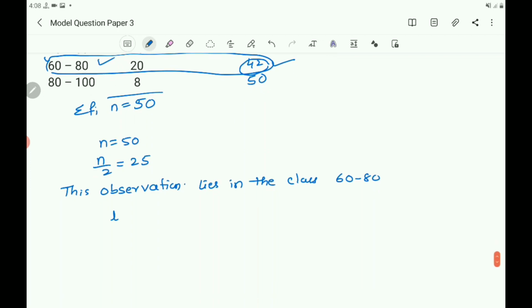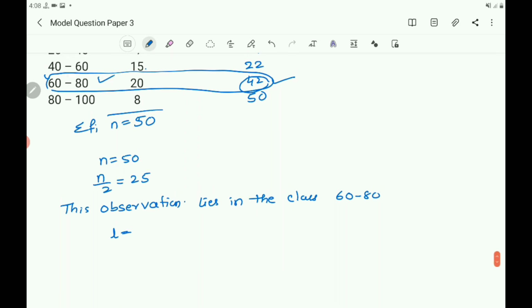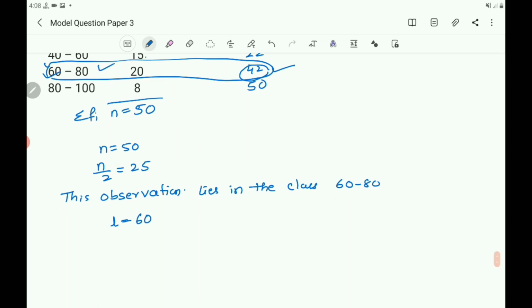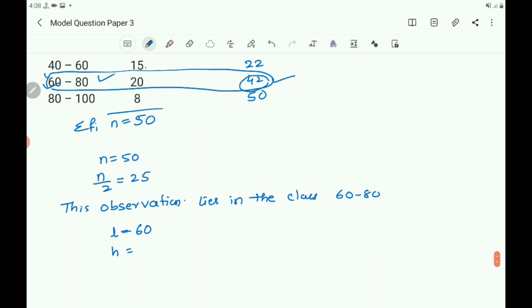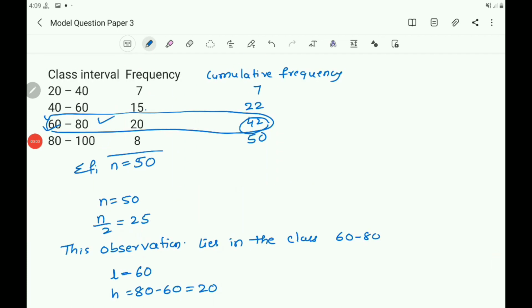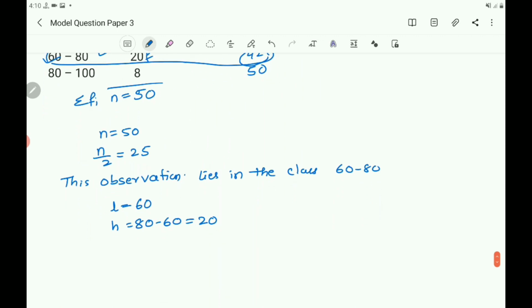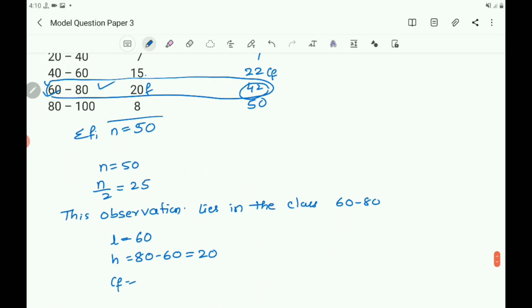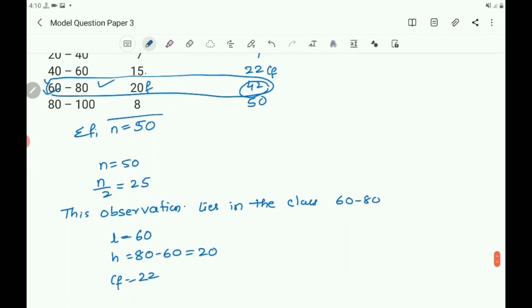Then you get L, that is the lower limit. Lower limit is 60. And h is the size of the class. Size of the class is 80 minus 60, that is upper limit minus lower limit, equals 20. You take CF as this one, that is the cumulative frequency of the class below the median class, and f is this one, that is the frequency of the median class. So you write CF equals 22 and f equals 20.